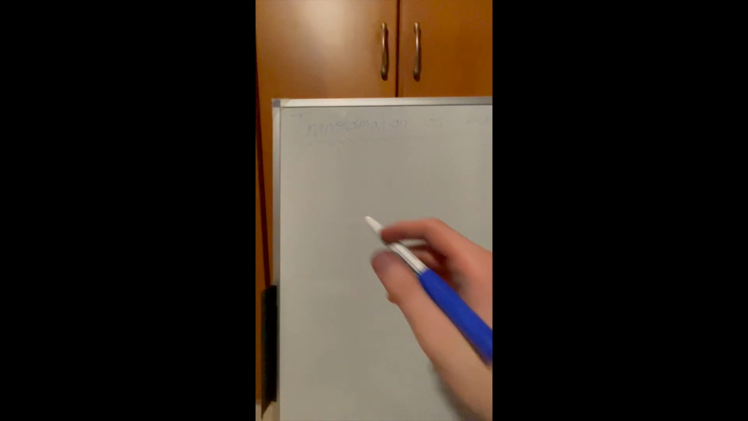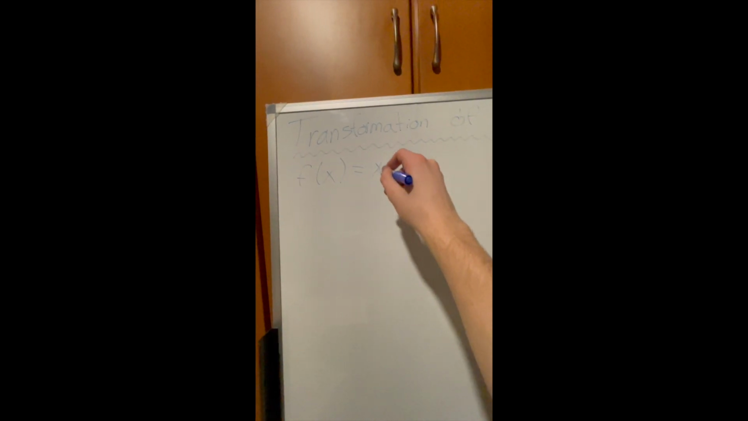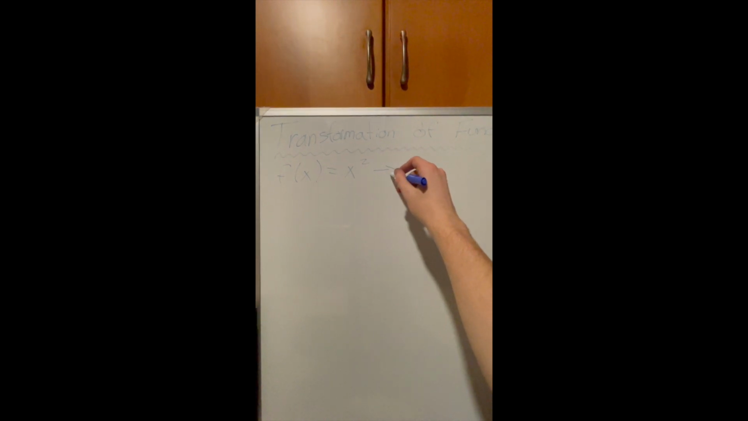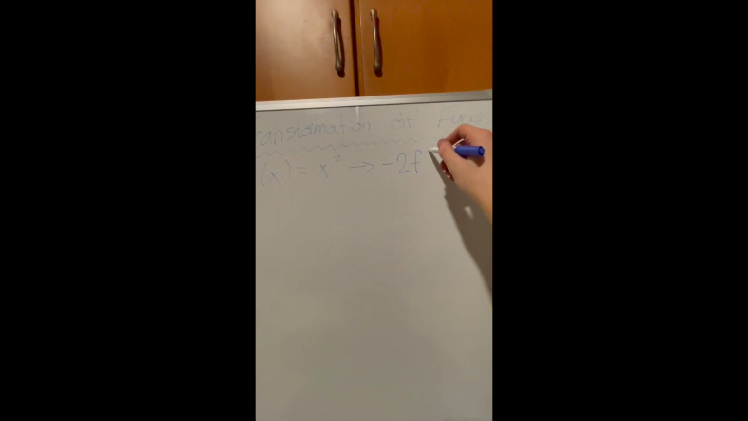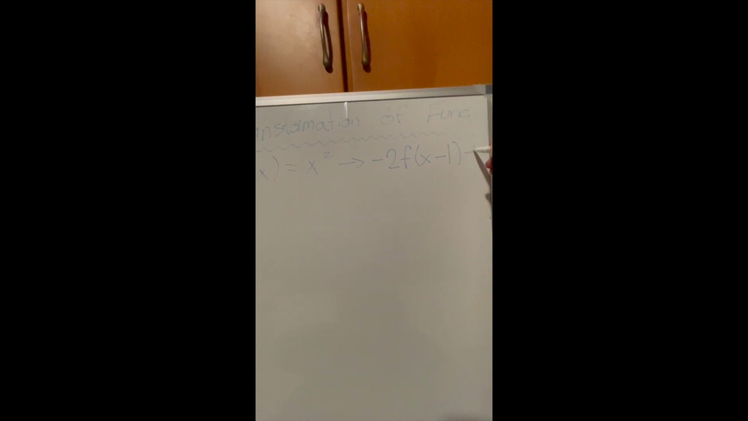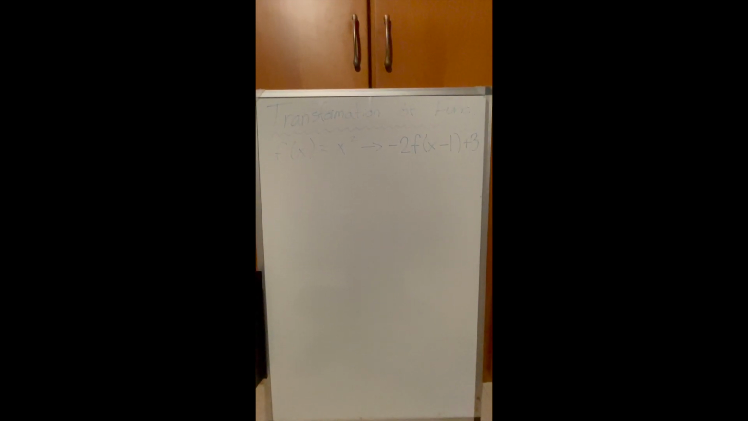Let's continue with a more challenging example. Let's start off with the same function, x squared, as the most common function to transform. And let's say our transformation is minus 2 f of x minus 1 plus 3. So, how would we graph this?